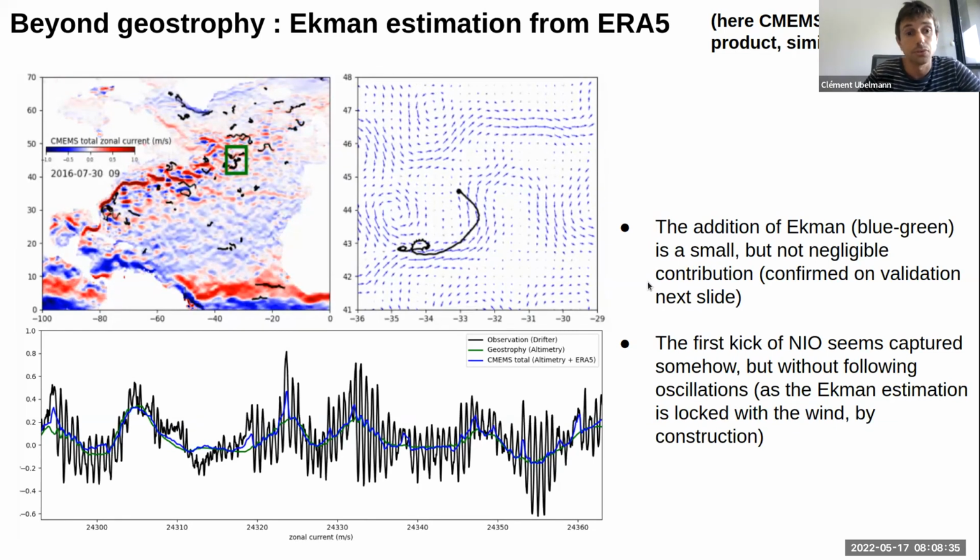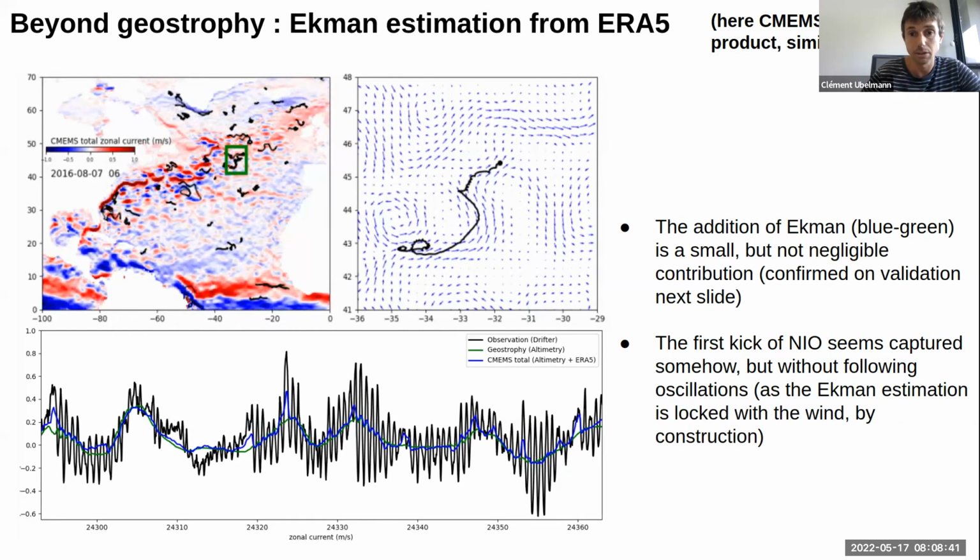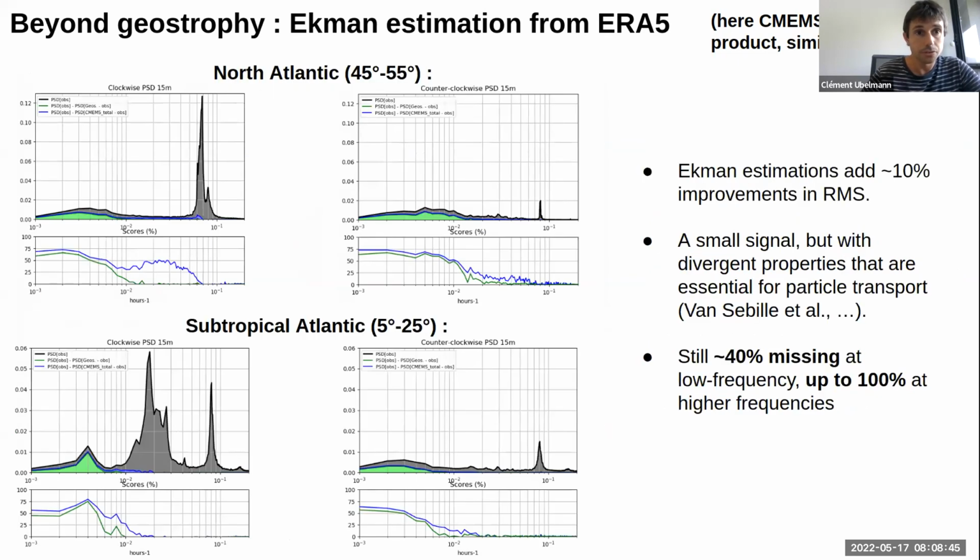But of course there are no following oscillations, because by construction the Ekman estimation is locked with the wind. Here is the quantitative analysis. In the low frequency part, where we had about 50% explained by geostrophy, we had about 10% improvement in RMS. So that's interesting. That also means that there is 40% missing.